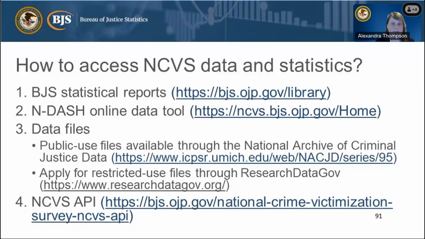We also have our public use data files available on NACJD. The public use data files cover almost all of the NCVS survey. The main reason that you would access the restricted files is to get that lower level subnational data. And as I mentioned before, you have to apply through research.data.gov to get access to those restricted data. We also have an API. Similarly, it's a subset of variables, but some of the variables have been recoded to help ease our data users' experience. So just different options for both of these data collections depending on your needs and wants.